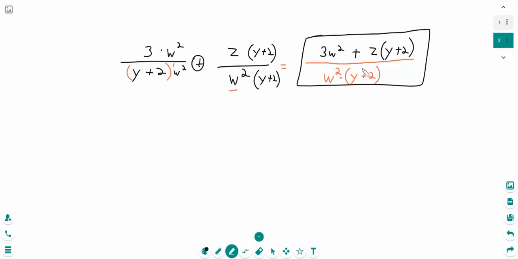Again, I could expand this and multiply the z through and multiply the w2 through. That's fine, but I don't need to. This is a perfectly legitimate answer right here. Okay? Excellent. All right, let's try another one here.